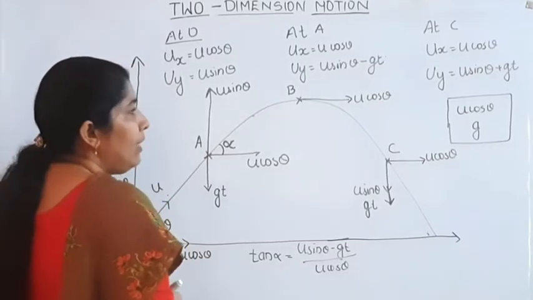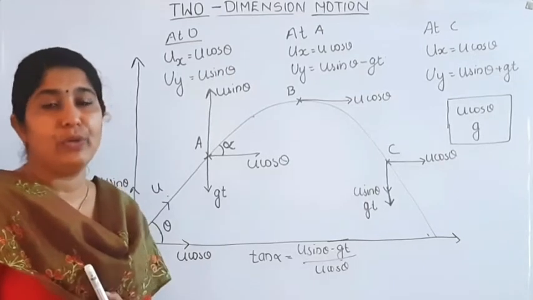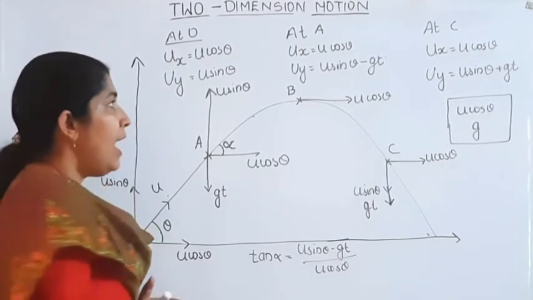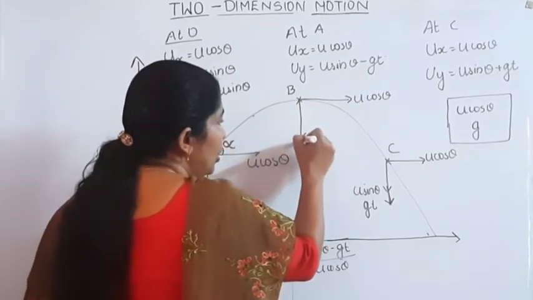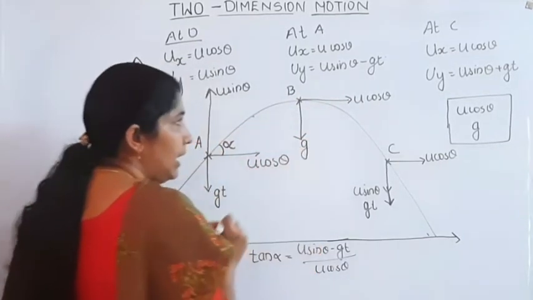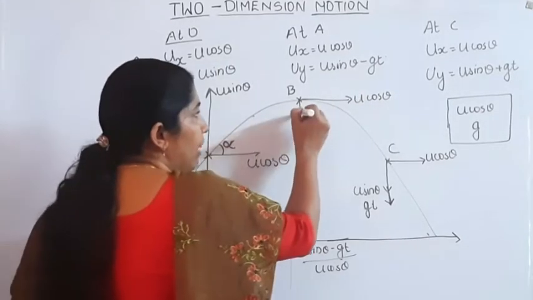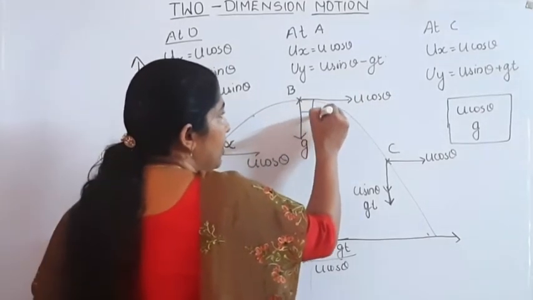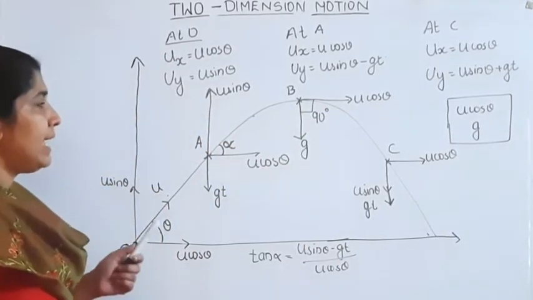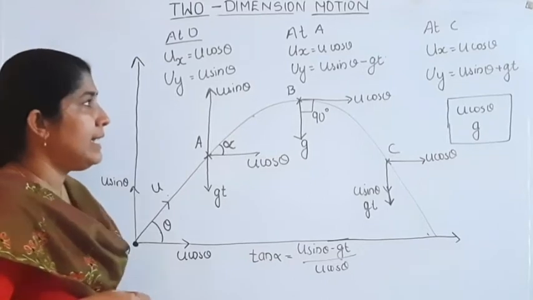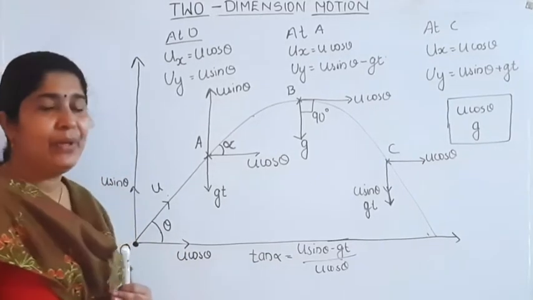What about the angle between acceleration due to gravity and the horizontal component of velocity at the highest point? At the highest point, acceleration due to gravity is acting vertically downward and u cos theta is acting horizontally. Then what about the angle between them? The angle between them is equal to 90 degrees. Okay, u cos theta and g are at an angle of 90 degrees when the projectile is at its maximum height.